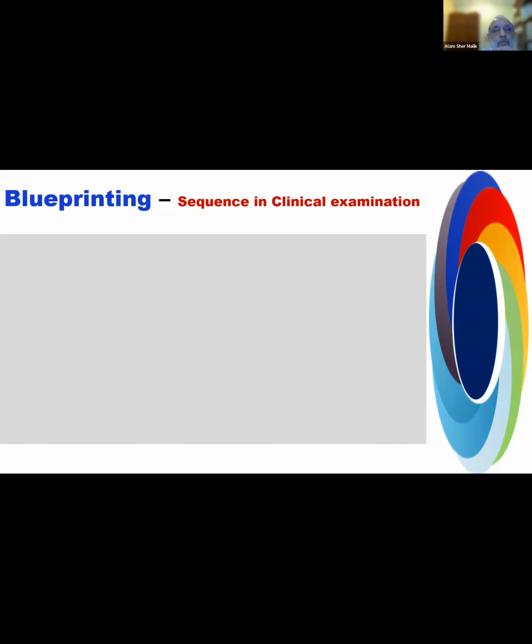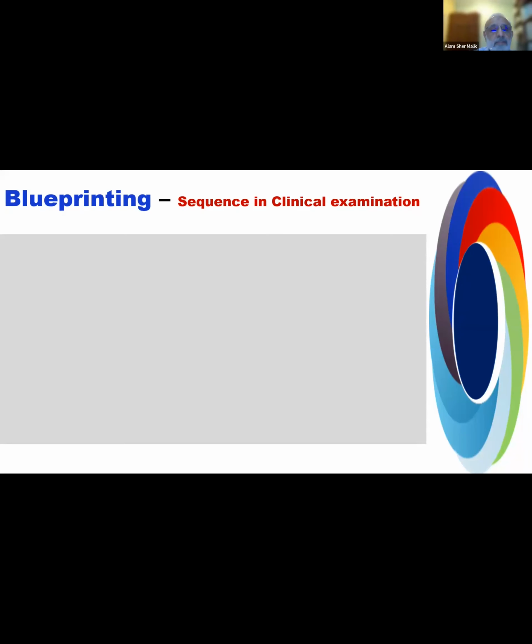Another view, if you want to look at blueprinting, is sequence in clinical examination. So, for example, it's a clinical examination, and we want to decide what we want to assess and make sure that we do not repeat the same thing in different ways. So what we can do is make an exhaustive list of the topics, of the areas which are covered during the clinical years.